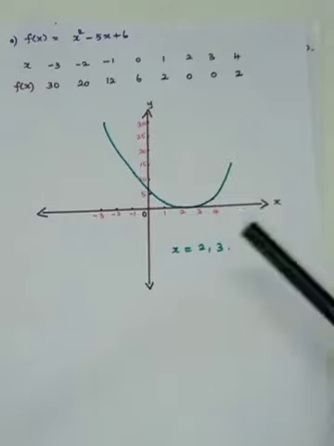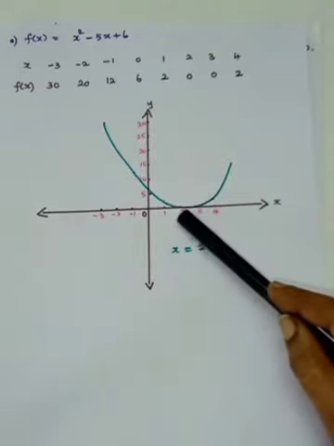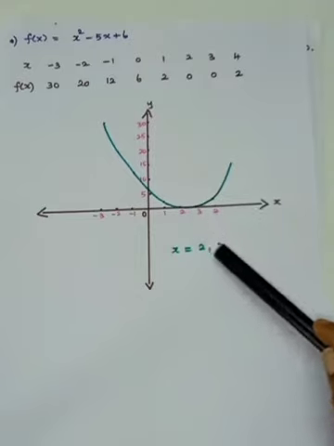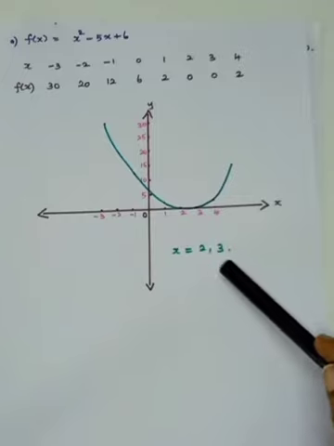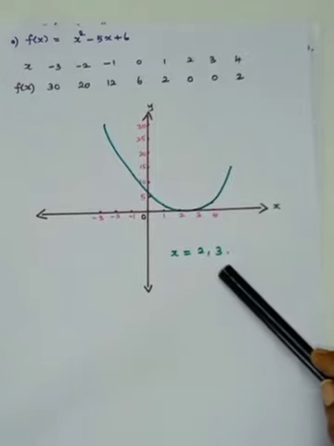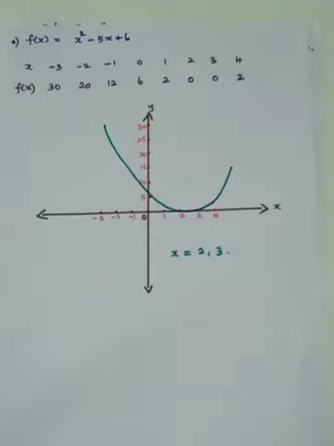Okay, you see that this curve touches the x-axis at the points 2 and 3. So therefore it has how many positive real roots? It is 2 and 3. There are 2 positive real roots. So no negative roots here.